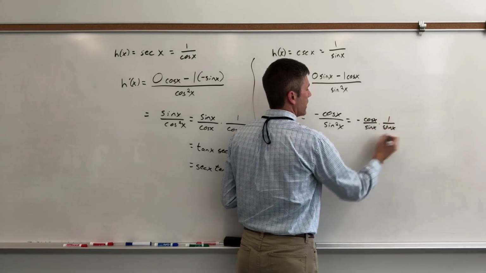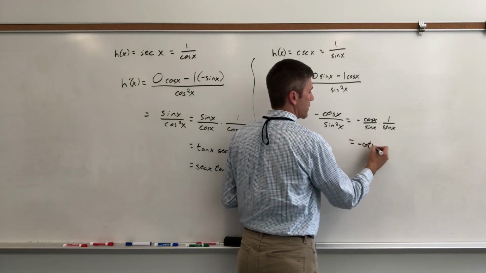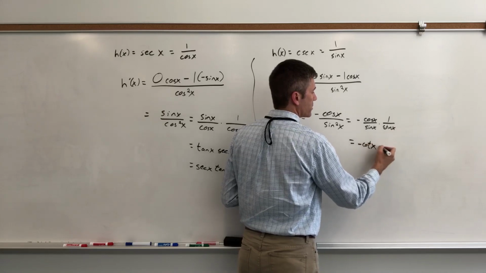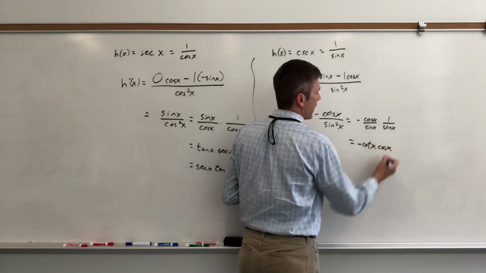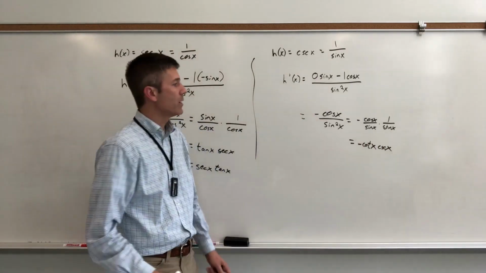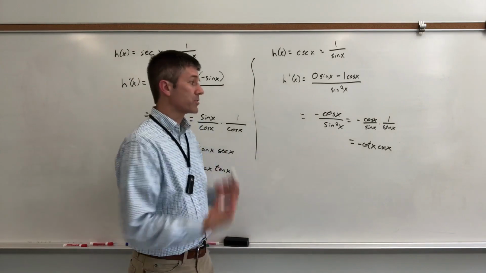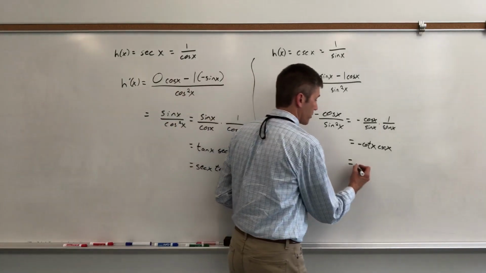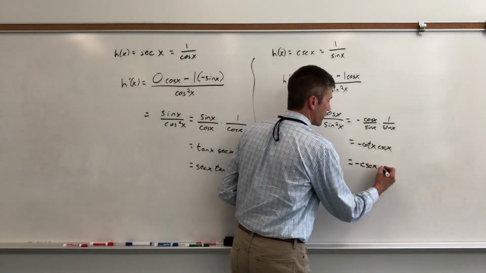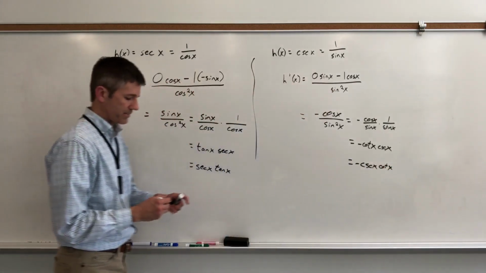And so we are left with negative cotan and then cosecant. And just because I wrote it that way doesn't mean that's the way textbooks write it. So correct, go with it, fine, good. Most textbooks put the cosecant first. So negative cosecant cotan, either is correct. This is what I'll do most of the time. There we go.